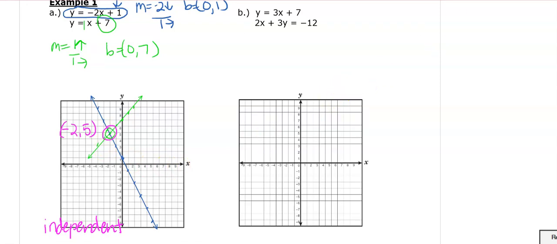Now, let's go do our next one. Okay, I got to put them both in y equals. I noticed the first one right here is already in y equals, but the second one is not. So I'm going to go ahead and do that first just to get it out of the way. So I have 3y. What do I need to get by itself? The y. I need to get rid of that 2x by subtracting.